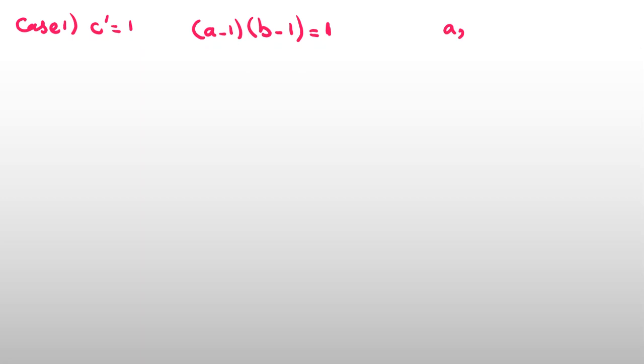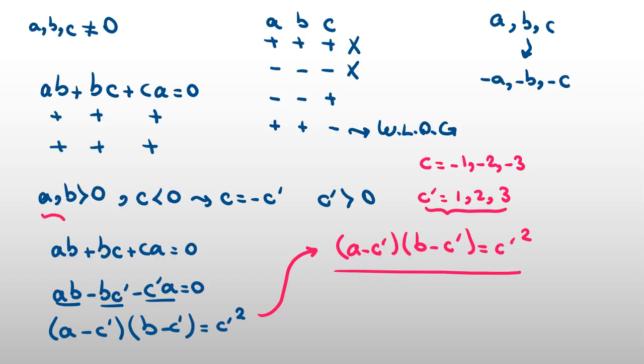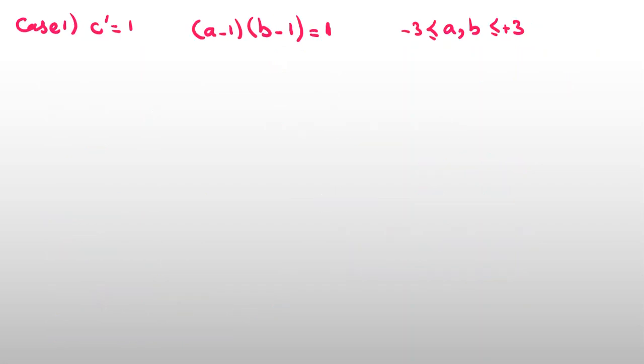So A and B are between negative 3 and positive 3. Because the product is 1, and we said A and B are positive here, we should erase this. It will be at least 1.